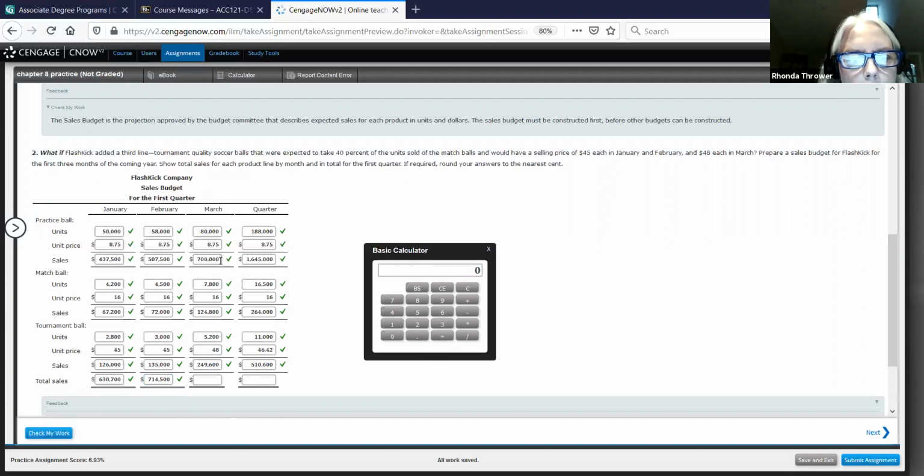And then we're going to do the same thing for March. We're going to take the 700,000 and add 124,800 to that. So that would give you 824,800 plus the 249,600. $1,074,400.